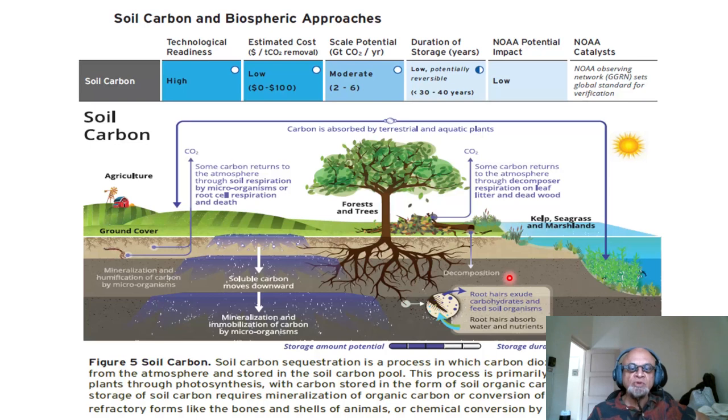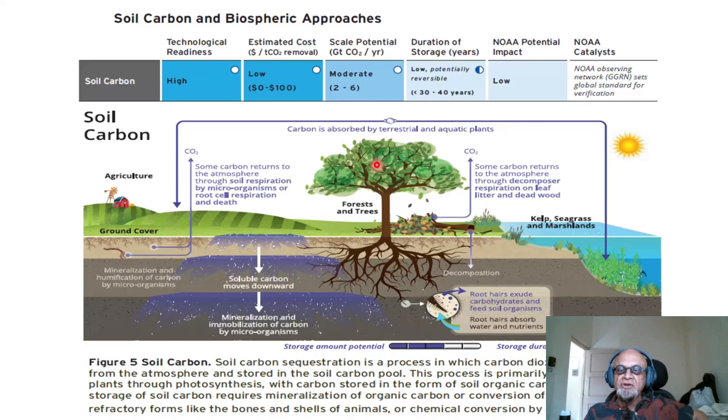Soil carbon and biosphere approaches, what we call nature-based solutions. So this is where you are trying to increase soil carbon: agriculture, ground cover, mineralization, humification of carbon by microorganisms, all the natural processes that can also produce CO2, of course, but you are basically trying to enhance these natural processes so you can put soluble CO2 down deeper into the soil, and mineralization and immobilization of carbon by microorganisms so that you can ensure storage, durability of the CO2 that you are putting in.